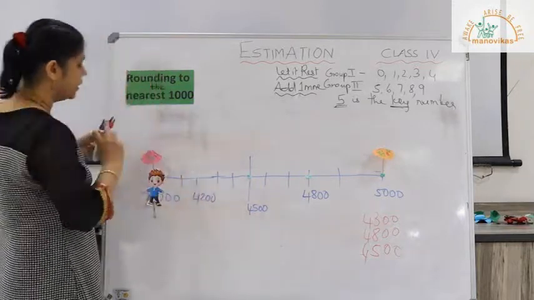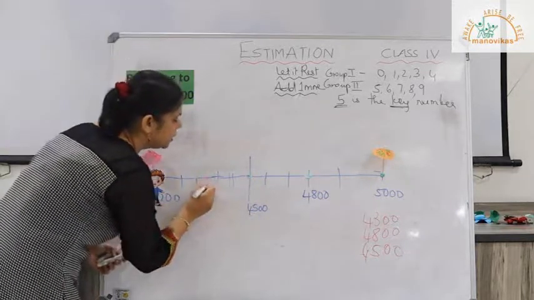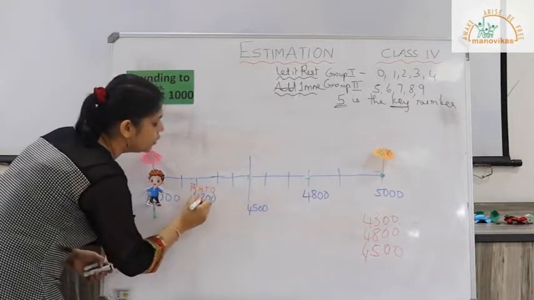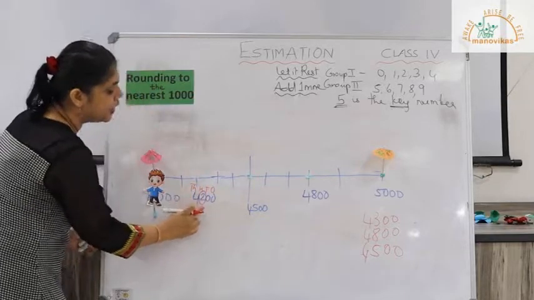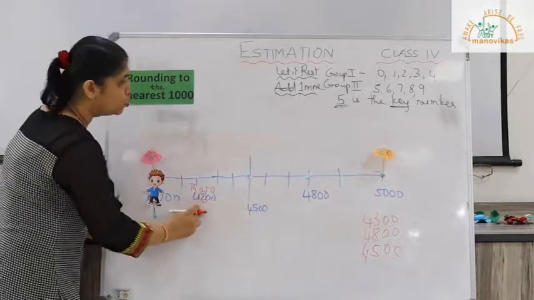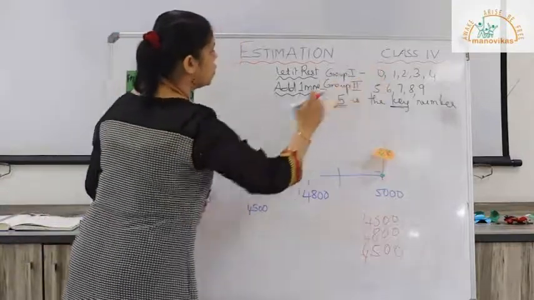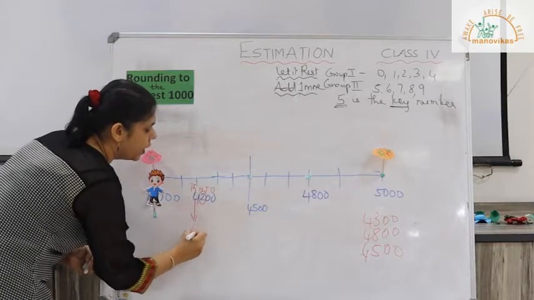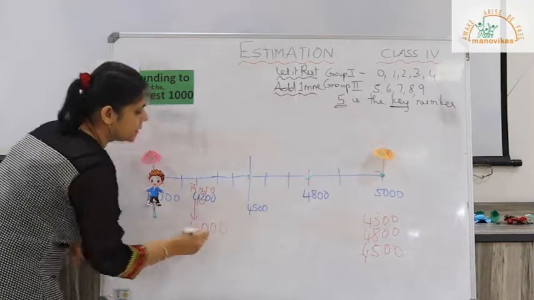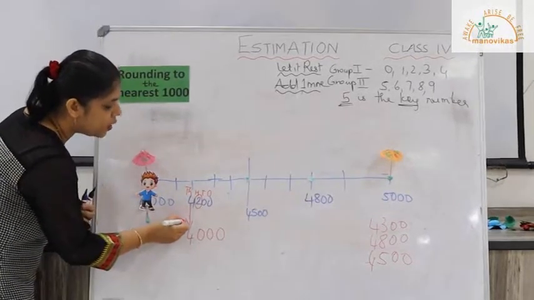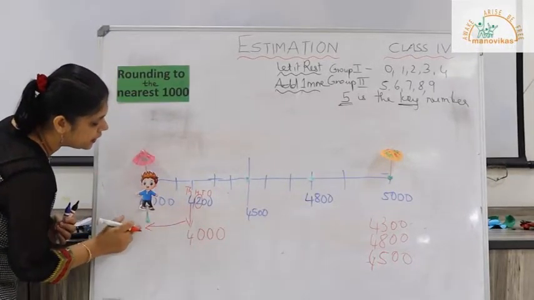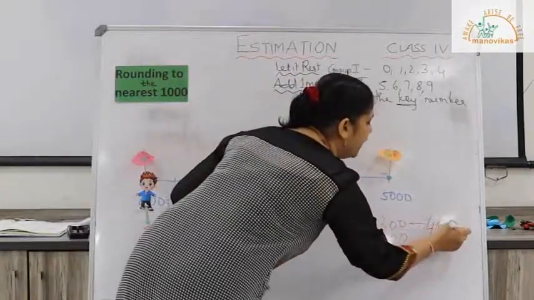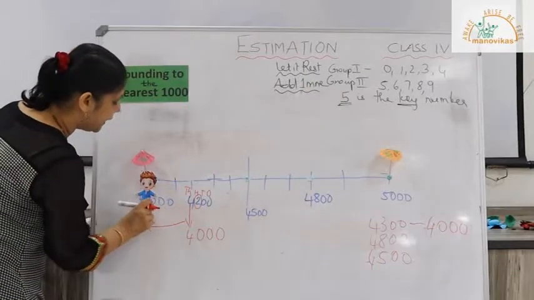Now again children, here we had to round up the number 4200, right? So which digit are you going to check? You will check the digit in the hundreds place. Now 2 belongs to group 1. So we will not increase the thousands digit and it will remain 4. And the other digits will become 0. So that is how 4200 rounded to the nearest thousand will be 4000, right? Now look at the other case.